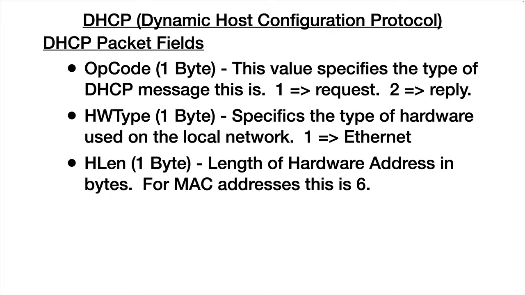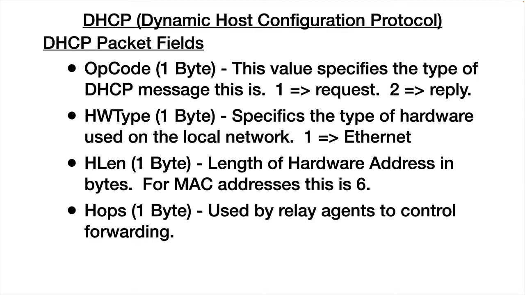We have something called H-length, which is 1 byte. It's the length of the hardware address. For a MAC address, this would be 6 because there are 6 bytes to make up the 48 bits that are in a MAC address. We also have something called hops. This is set to 0 on clients, but if we have a relay agent in our network, this is used to control forwarding of the DHCP request.